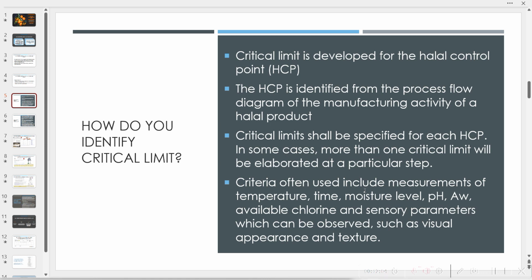Contohnya, like I said, I do formulation. In the first place, I need to purchase ingredients that have a halal certificate. So there is a critical limit there, whether having halal certificate or not. And then the second part, the formulation, whether it's within the range of how many percentage of water and oil base. So that's another critical limit for the step of preparing ingredients.